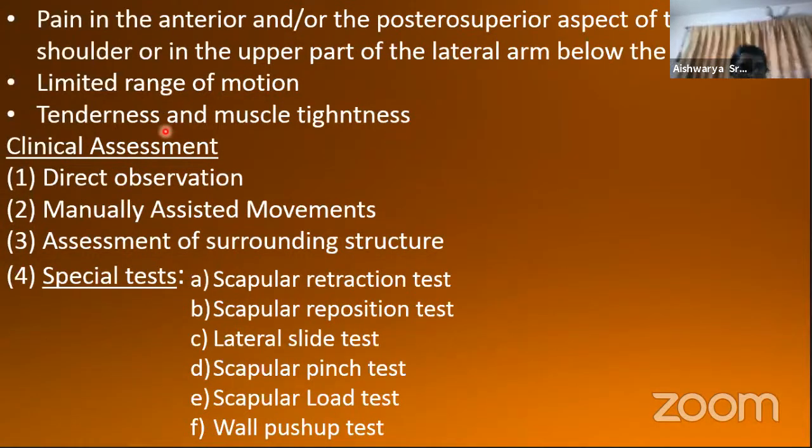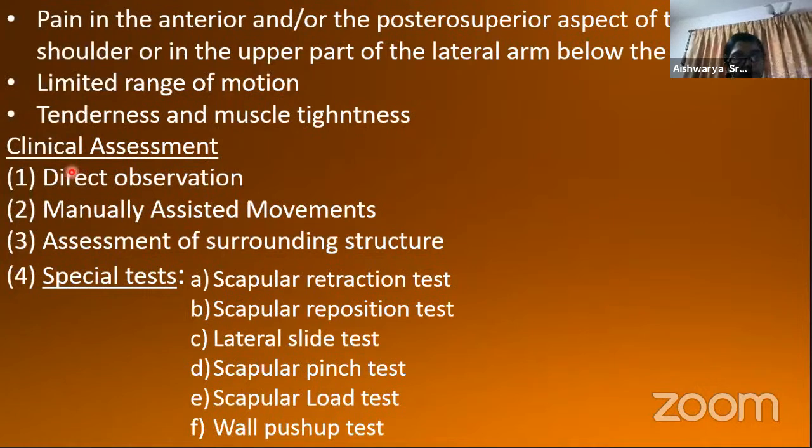Coming to clinical assessment. Now, the direct observation, before we go on to any special test or before we use any hands on techniques to assess the individual, we first have to observe the individual at rest and during motion. So when the individual is at rest, you ask them to keep their hand to the side of the body or on their waist, and then you have to observe if there is any border prominence of the scapula or if there is any abnormal positioning, whether the scapula is tilted inward, outward, upward, downward.